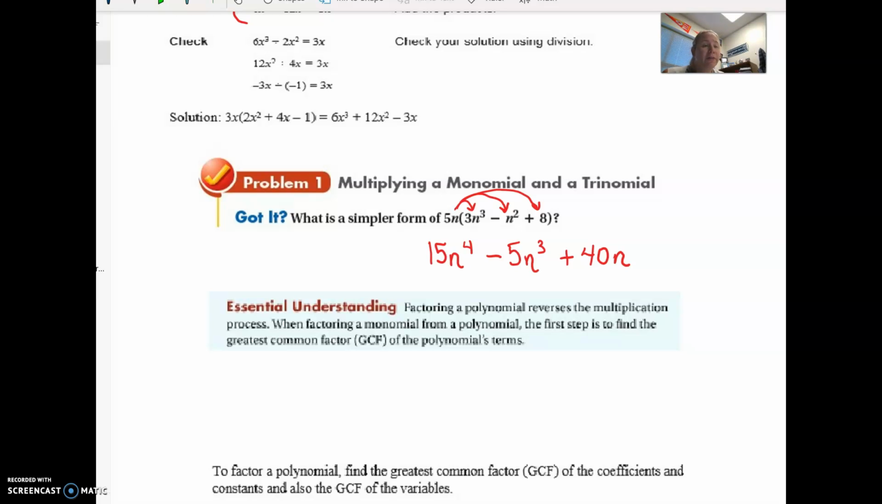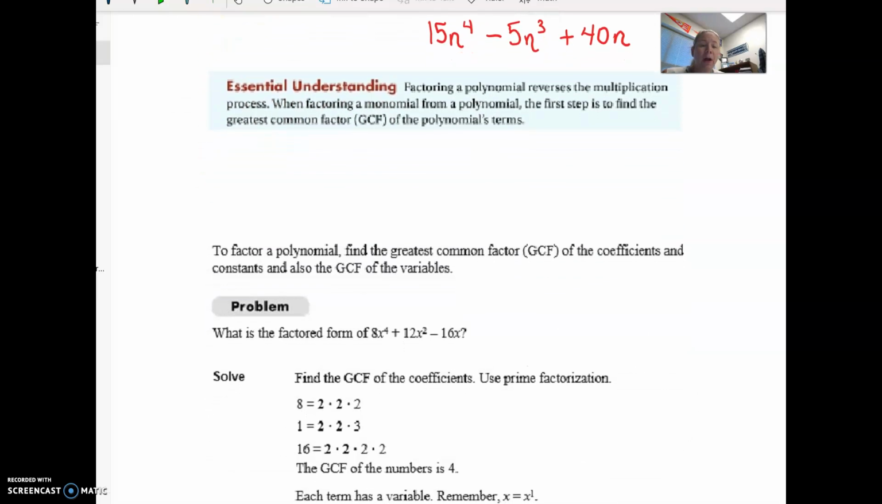Now, another part of this lesson is we start talking about the word factor and factoring. Factoring a polynomial basically reverses the multiplication process. So when you're factoring a monomial from a polynomial, the first step would be to find the greatest common factor. Usually we just abbreviate that as GCF, and that has to be the GCF of all of the terms in the polynomial.